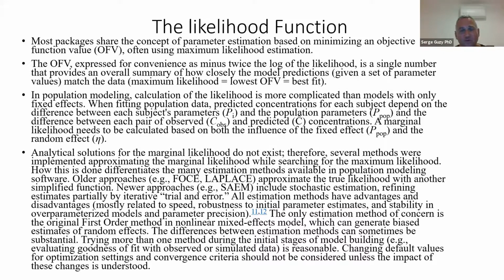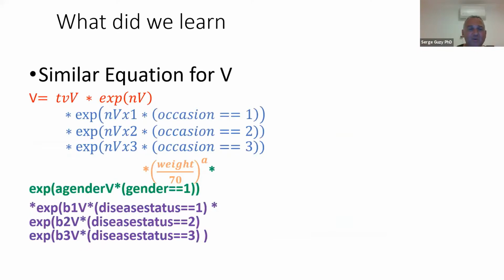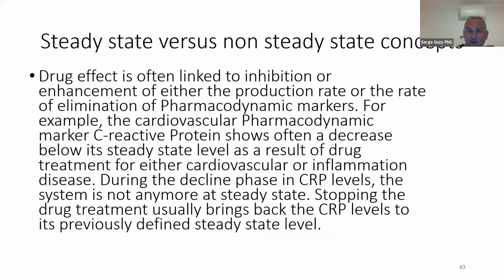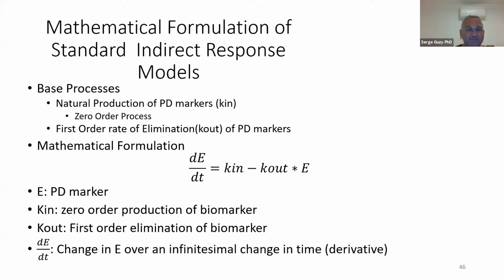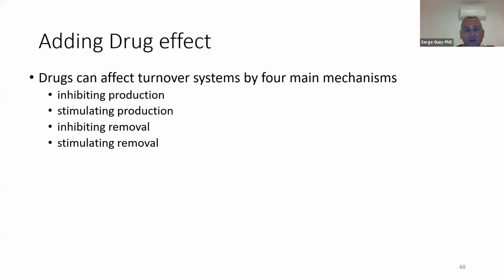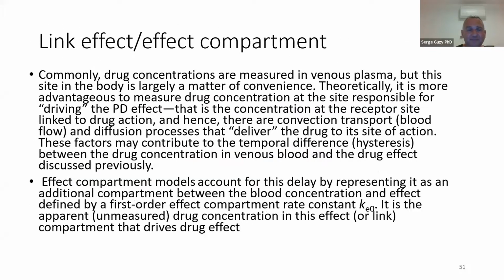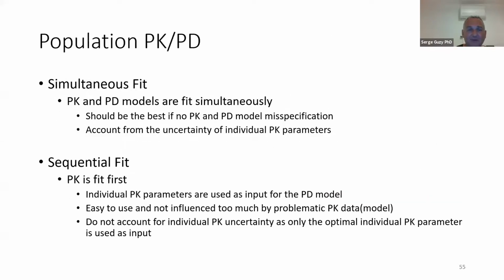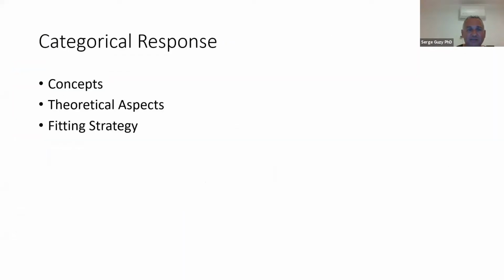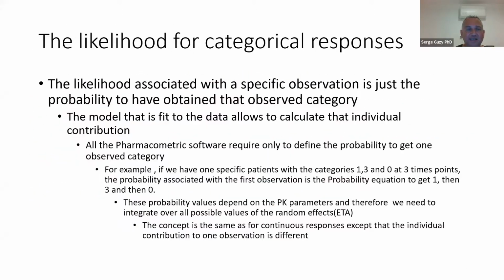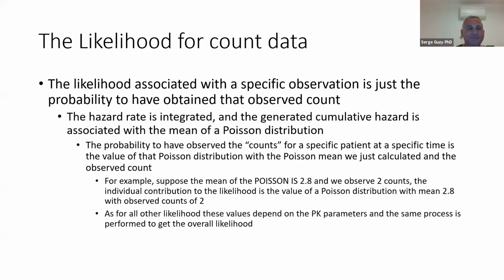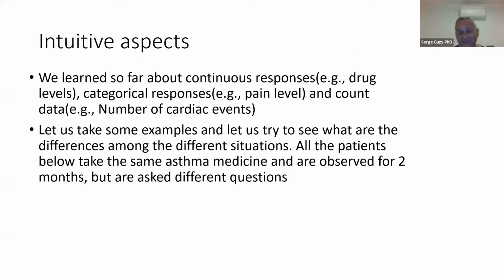I'm going to introduce you to the likelihood function, then go to the pharmacodynamic turnover processes, steady state versus non-steady state condition, indirect response model, and then mathematical equation for indirect response model, and then effect compartment. And then I'm going to talk about categorical response, then count data, and then time to event. I hope I will have time to talk about all that because it's a lot of material.